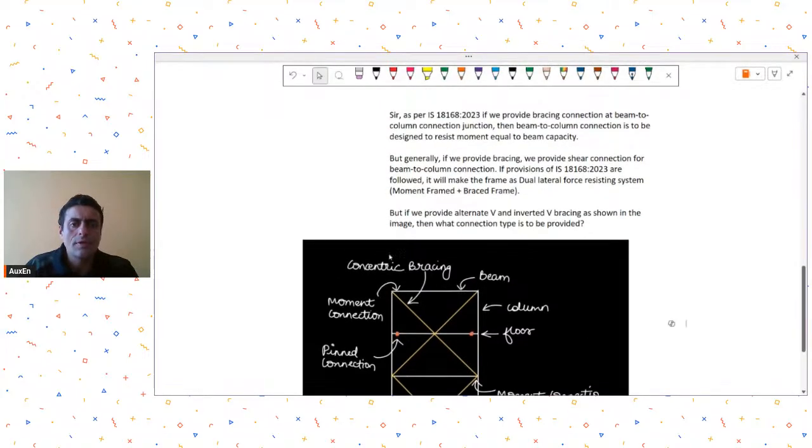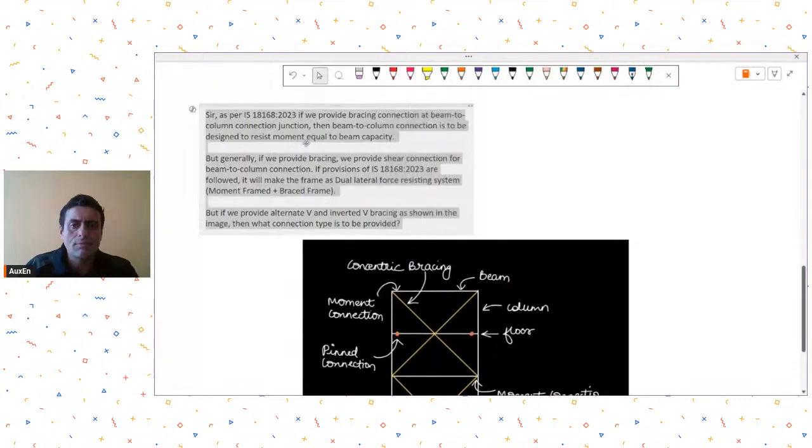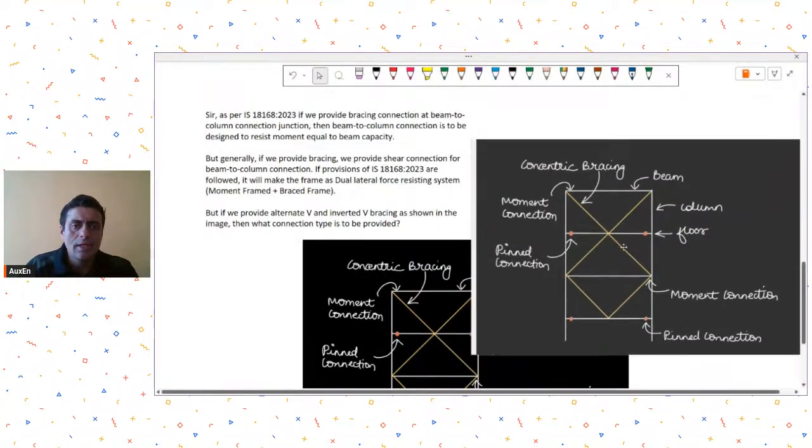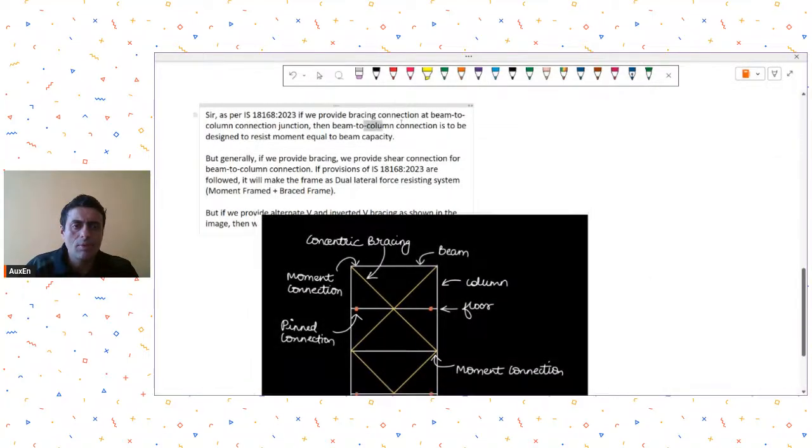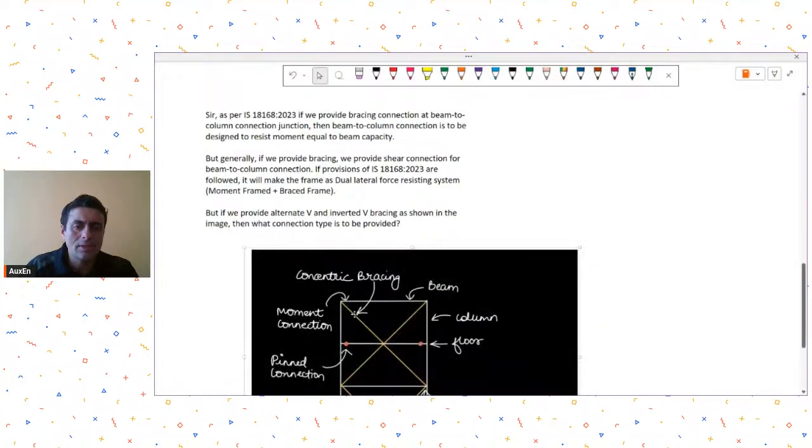What he's saying: as per 18168, if we provide bracing connections at beam to column connection, then the beam to column connection is to be designed to resist moment equal to beam capacity. But generally, if we provide bracing, we provide shear connection for beam to column connection. If provisions of IS 18168 are followed, then it will make the... yes, correct.